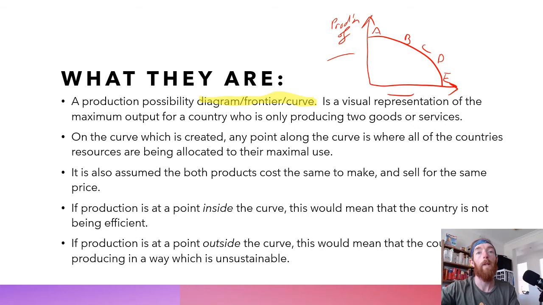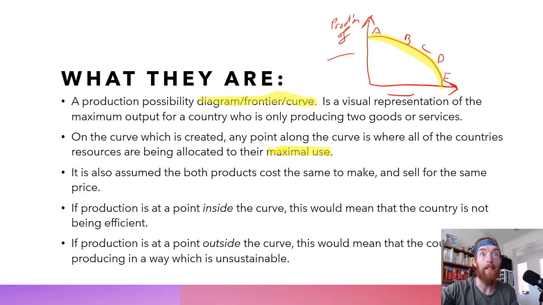And so what it's saying is that at any point along this curve, the country is using their resources to their maximal ability. So it means you're using all of their resources to their maximal potential in a way that is still sustainable. So anywhere along that curve, you're using your resources and allocating them in a way that is maximizing the overall output. So maximal use is really important. So any point along that curve, maximal output.